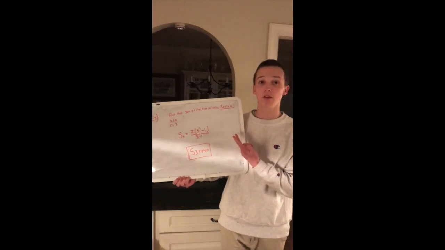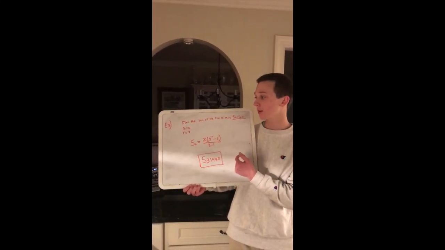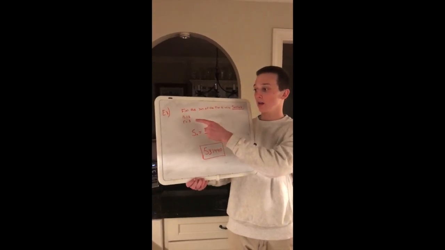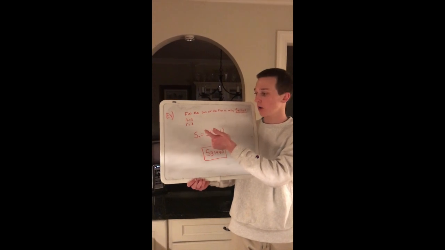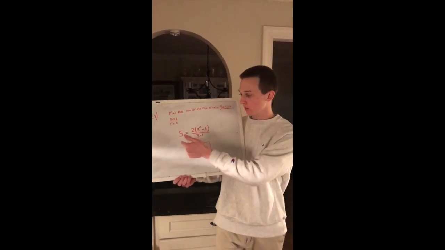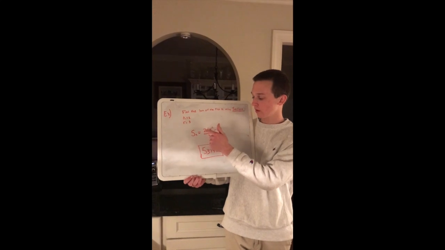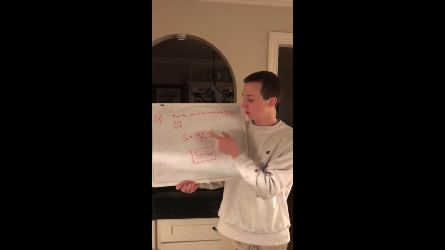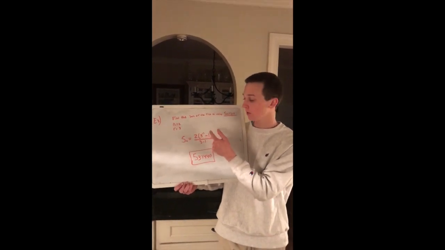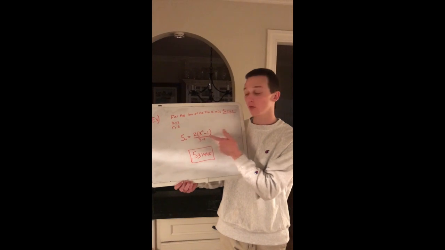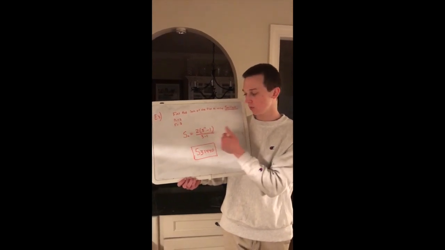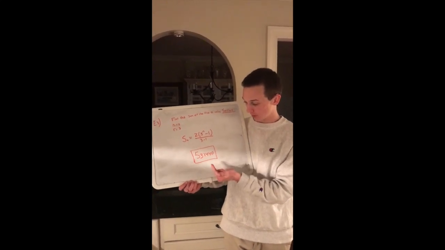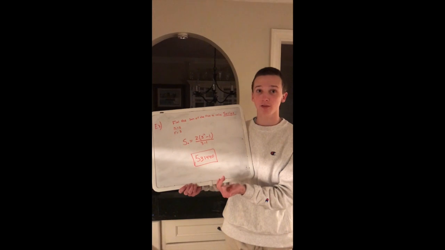So this is a series problem, and the question's asking to find the sum of the first 12 terms, and we're given that the first term is 2 and the common ratio is 3. So the sum of the numbers is equal to the first term, here it is 2, times the ratio to the number of terms we're looking for, which is 12, minus 1, over the ratio minus 1. And when we plug this into the calculator, we get 531,440.